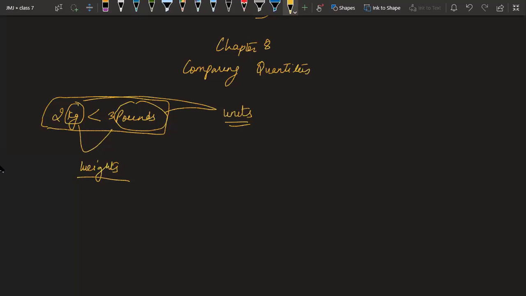Sir, pound is half of kg. You can say it is nearly 2.20 something. 1 kg is nearly 2.20 something pounds.